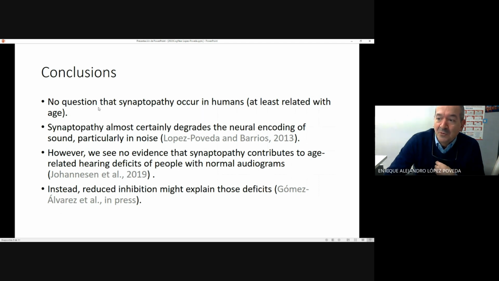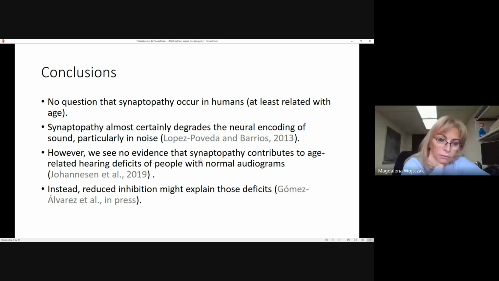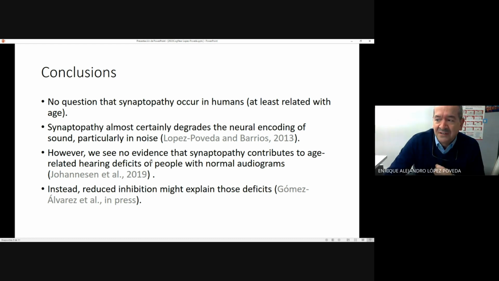So my conclusions are that to me there is no question synaptopathy happens, at least with age. There's no question that it degrades the neural encoding of sound, particularly in noise, and the impact of synaptopathy could be greater in noise, but we see no evidence of age-related hearing deficits related to synaptopathy. And instead, we think that the deficits might be caused by something else. That's my story for today.